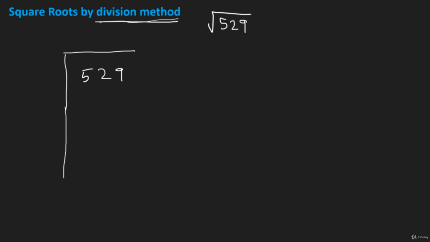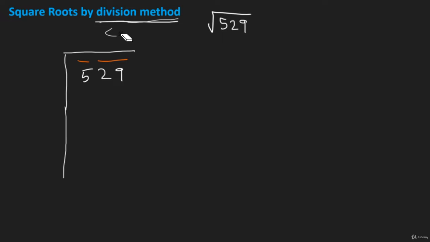For example, if you want to find the square root of 529, let's see how you can use the division method. So you write 529 over here, and you divide this number into sets of 2 starting from the right. So 2 and 9 is in one set and 5 is in one set. 5 has only one digit, there is no digit to the left of 5, so it will have only one digit. But we start classifying numbers in groups of 2 from the right to the left.